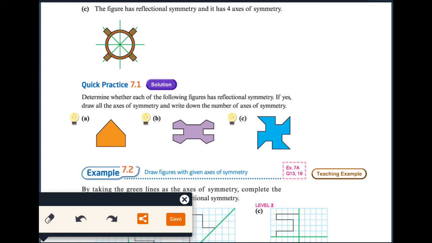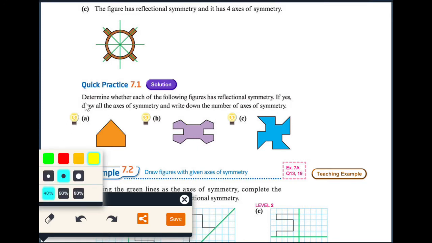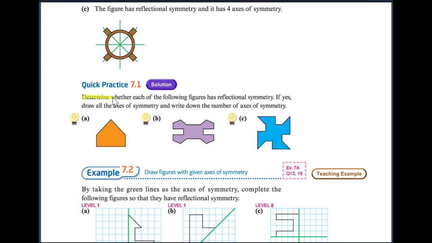The first thing is determine whether each of the following has reflectional symmetry. If you find that it is, you will have two more tasks to do. Draw all the axes of symmetry. Write down the number of axes of symmetry also. Let's have a look on the first figure that is in part A.